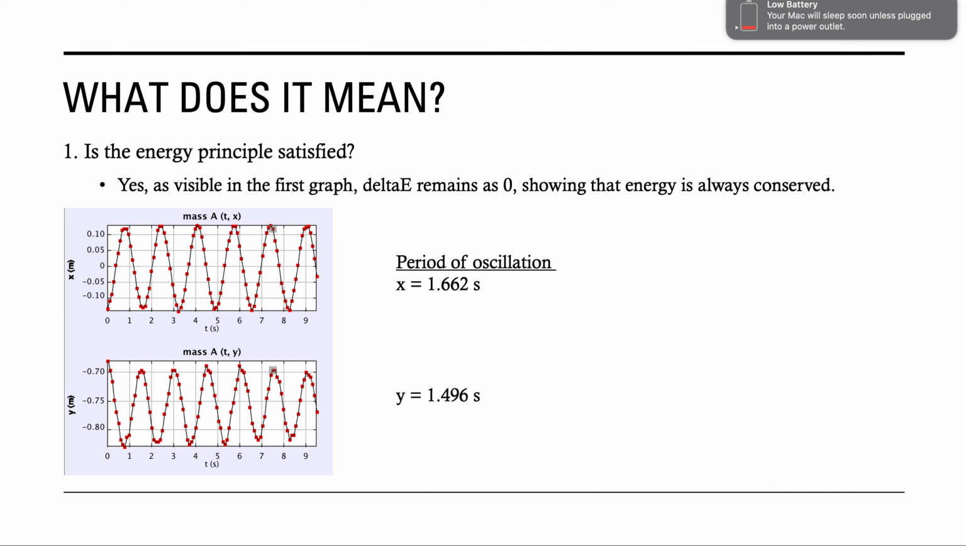And looking at the oscillation of the graph, we're trying to find the period of oscillation between the x and y coordinate. So in the x coordinate, it is 1.662 seconds, and in the y coordinate, it is 1.496 seconds.